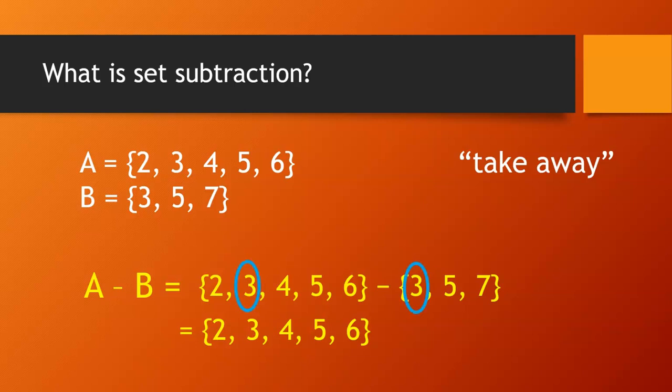We can take away the 3 because it's contained in set B. We can take away the 5 because it's contained in set B. But what do we do about the 7? Even though the 7 is in set B, it's not in set A, so we can't take it away from set A. That means that A minus B is still going to be a set containing 2, 4, and 6.